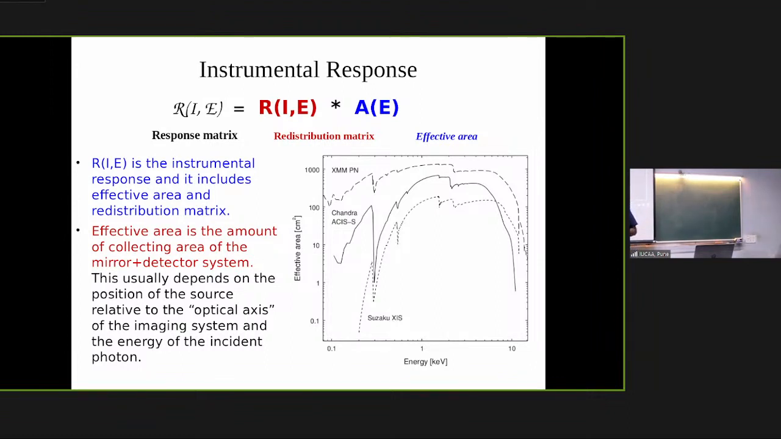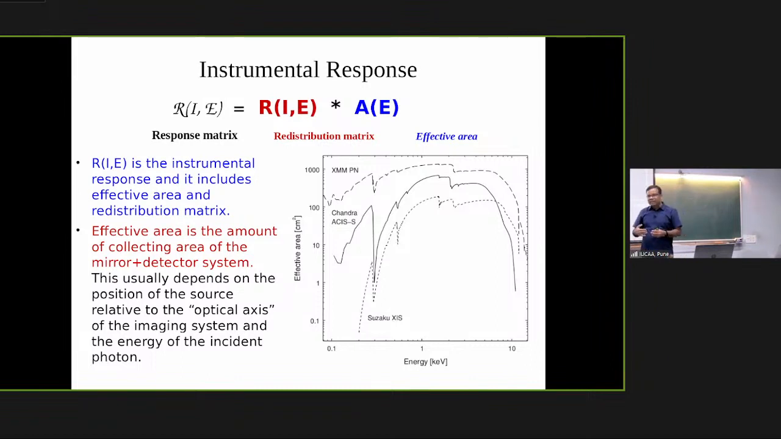But when these photons are collected and reflected, let's say in between there are filters or some other structures through which these X-rays have to pass. So then there is a certain transmission efficiency. That transmission efficiency is multiplied by the collecting area. And now after passing through whatever structure is there, they reach the detector.